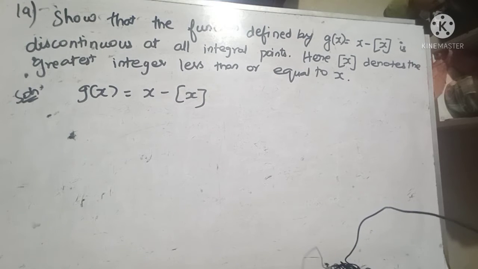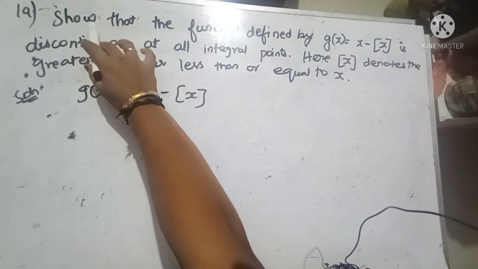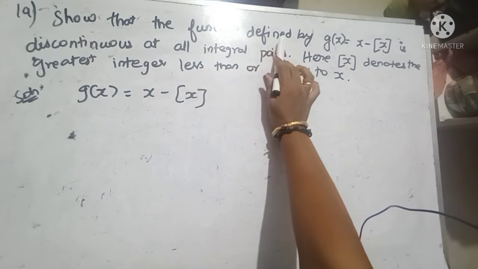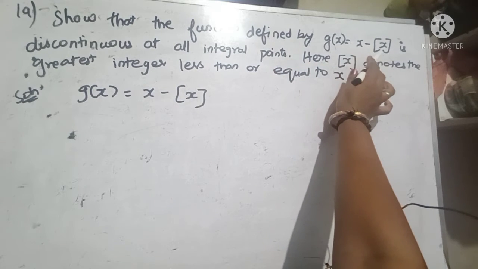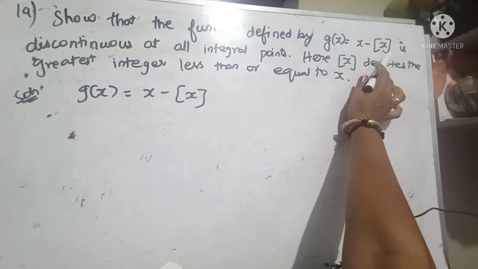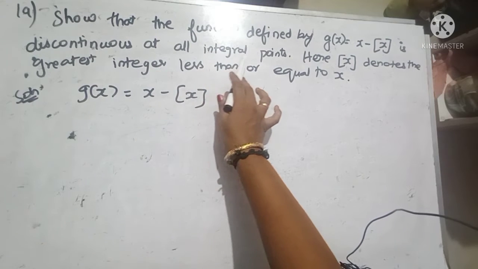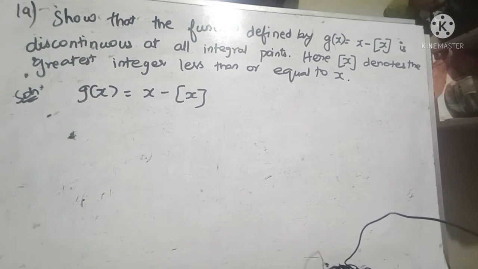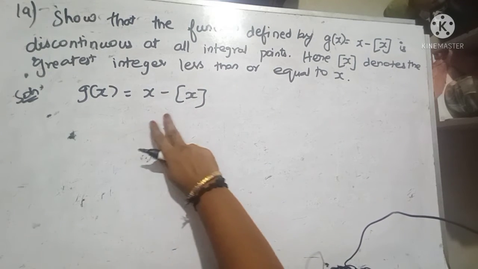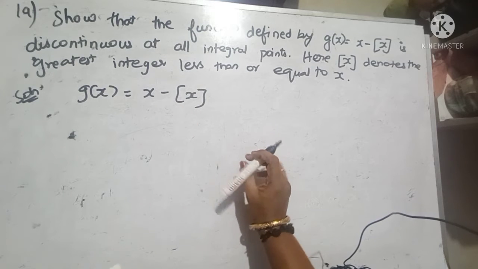Sum number 19. Show that the function defined by g of x is equal to x minus greatest integer of x is discontinuous at all integral points. So we have to show that this g of x is discontinuous at all the integral points.